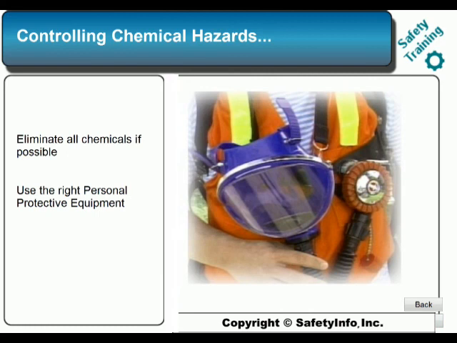All chemical hazards must be controlled by either eliminating the chemicals and materials in the space if possible, or by using the right personal protective equipment for the specific chemical hazard.